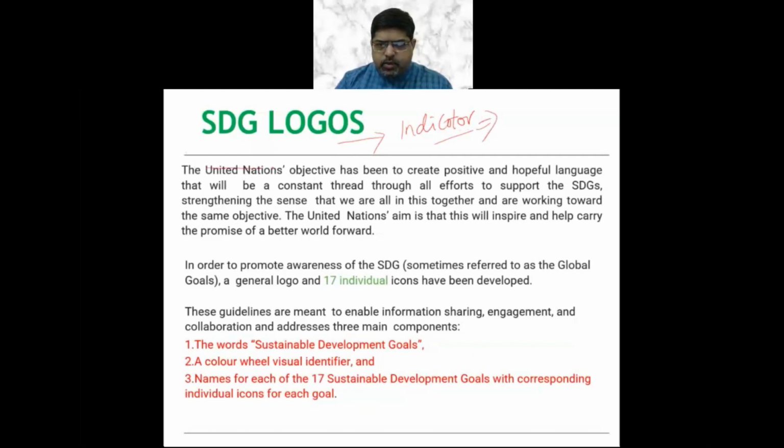objectivity of creating positive and hopeful language by which efforts to support SDGs, strengthening the sense of getting together towards the same objective. So, hence, the United Nations has propagated the Sustainable Development Goal related logos.